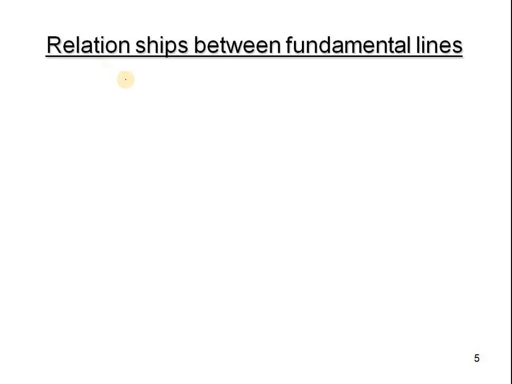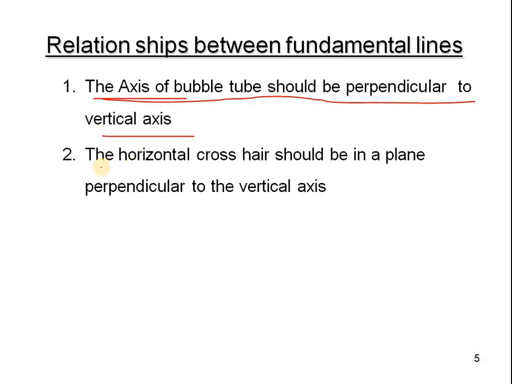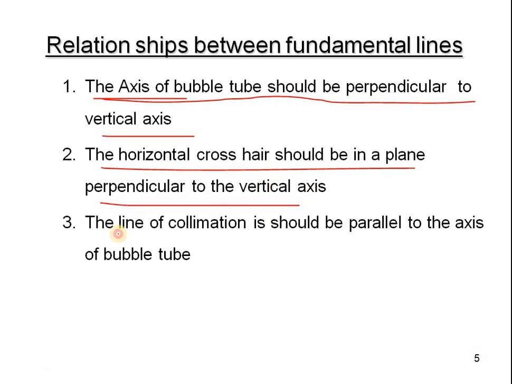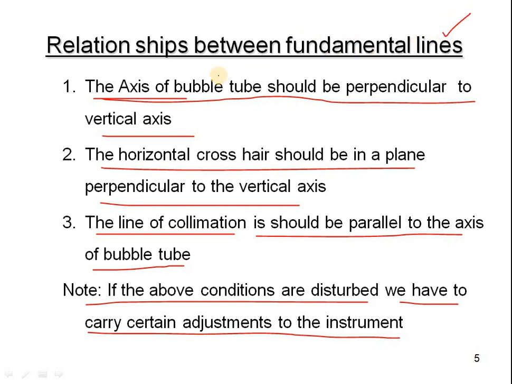Here the relationship between fundamental lines is: the axis of bubble tube should be perpendicular to the vertical axis, and the horizontal crosshair should be in a plane perpendicular to the vertical axis. The line of collimation should be parallel to the axis of bubble tube. Note, if the above conditions are disturbed, we have to carry out certain adjustments to the instrument. So this is a very important relation between fundamental lines.